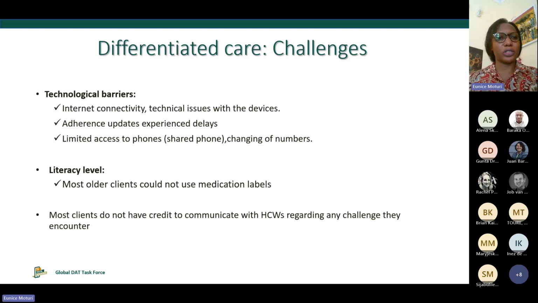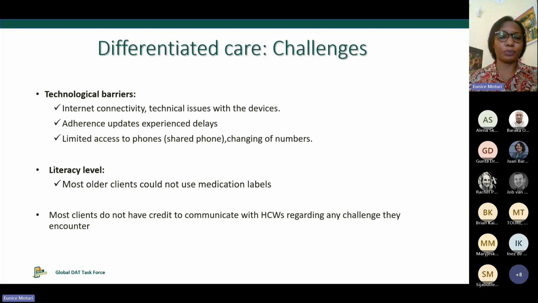Another challenge was the literacy level. Some clients, especially the elderly ones, could not use the medication label. They could not read or send the codes. So such clients were put on the smart pill box.